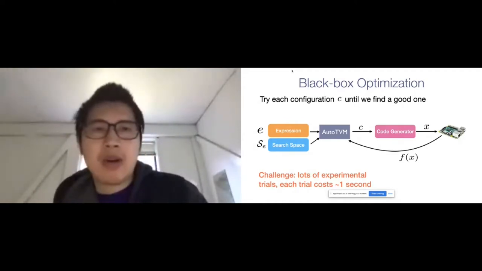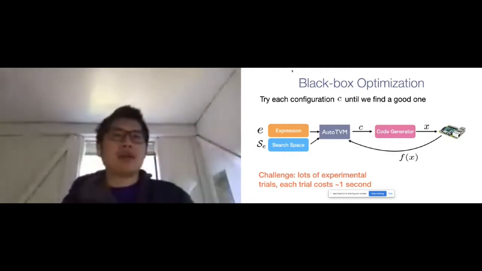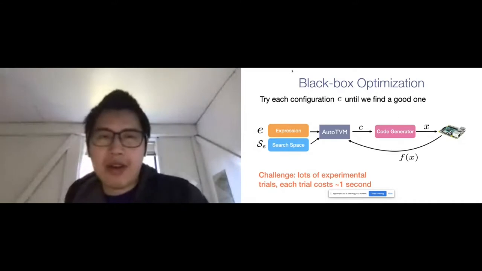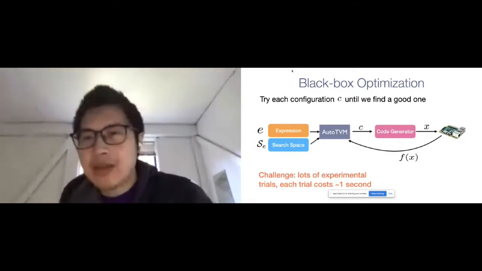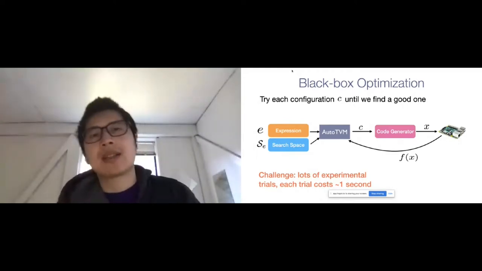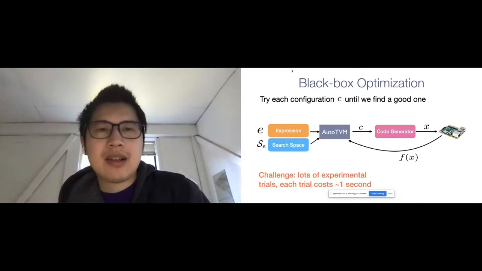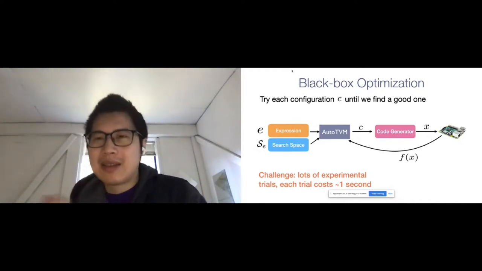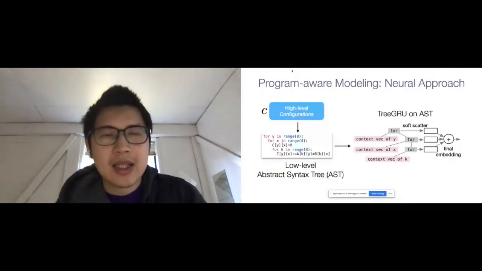So instead, we take what we call a machine learning-based approach. The idea is that we use the high-level configuration to generate a low-level AST and extract statistical features from the program, and then use a machine learning-based predictor to predict the cost of the running program. We can also use a neural network-based approach that uses a tree-GRU model to encode the input program.